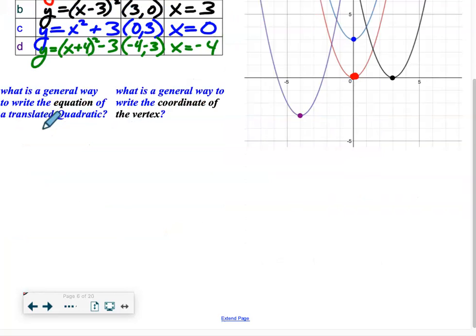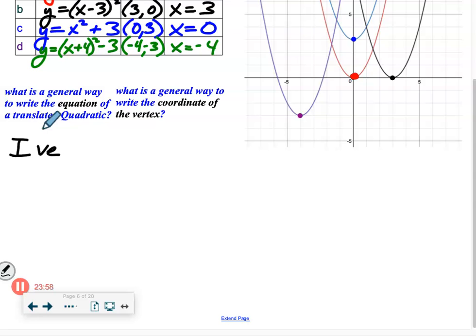If we had to write something in general, that's what this is talking about here. Is there a general way to write the equation of a quadratic? Is there a general way to write the vertex? So what ends up happening is, if the vertex is h, k, which is the most common way of writing the vertex of a parabola. Don't ask me why they chose the letters h and k. They just did.